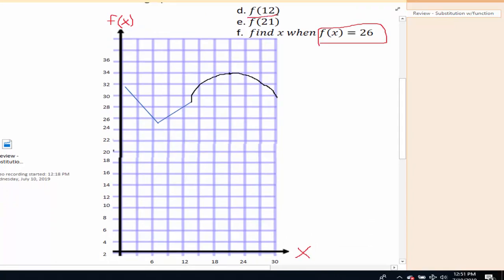So f of 12 means we're looking at the x, the input value is always this scale right over here. And we're looking for 12. So we go to our inputs and we input 12, just like we did with the equation. We inputted 12. But in this case, it's a graph, so we go look at 12 and we go up to see, where does 12 hit my graph? Right here. So my input of 12 has an output of 28. So f of 12 equals 28.